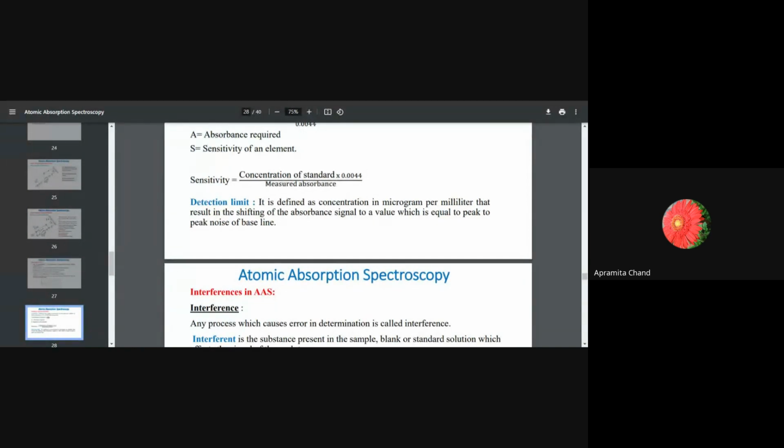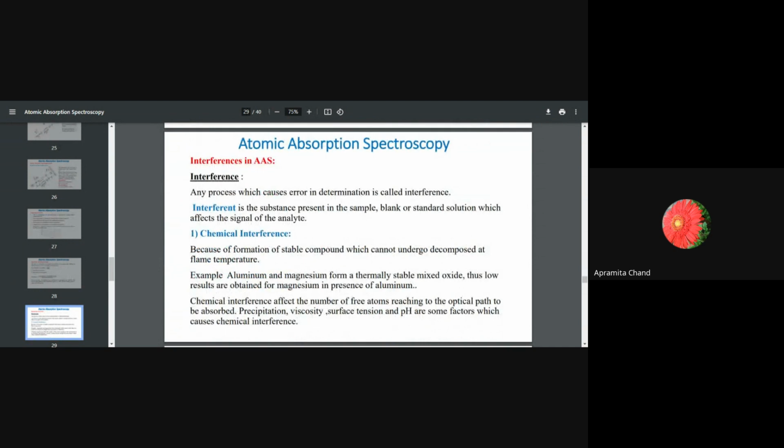Now, detection limit. This is defined as the concentration in microgram per milliliter which results in the shifting of the absorbance signal to a value equal to the peak noise of the baseline. Now, what kinds of interferences can we have in atomic absorption spectroscopy? What is interference? Anything which can cause an error.